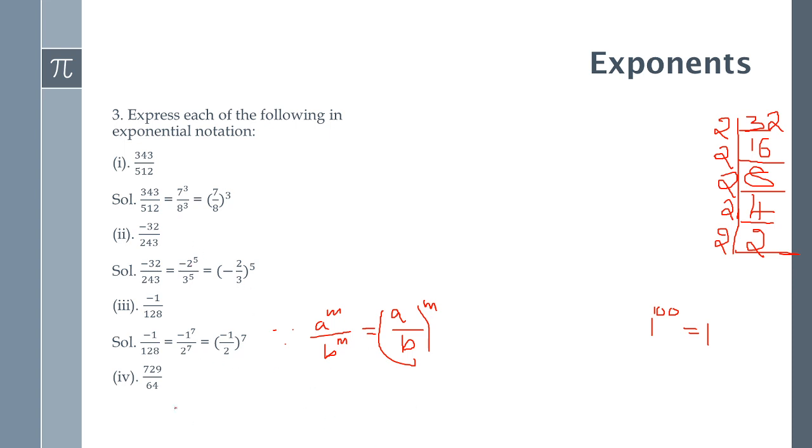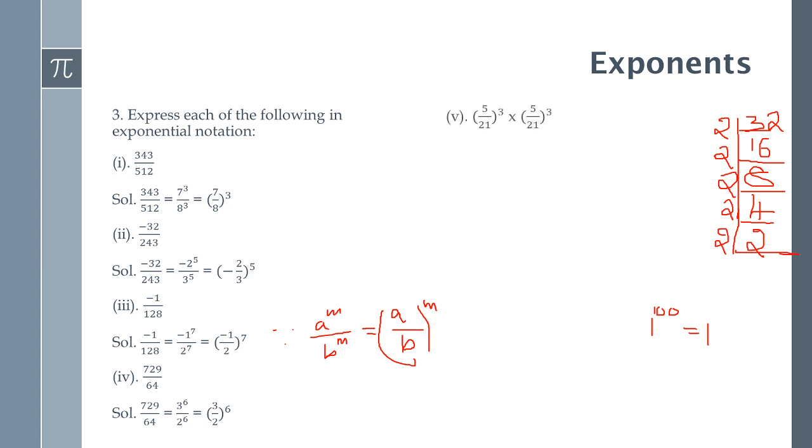Now coming to the next one. 729 by 64. Now 729 can be written as 3 to the power of 6 by 2 to the power of 6. That is nothing but 3 by 2 to the power of 6.